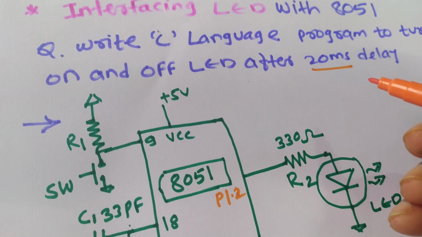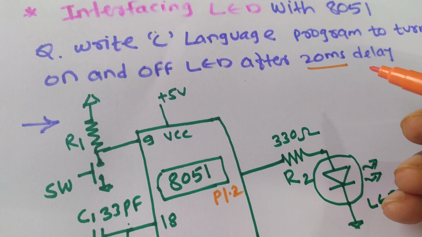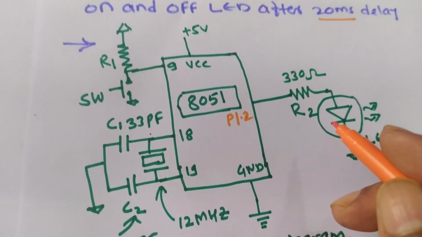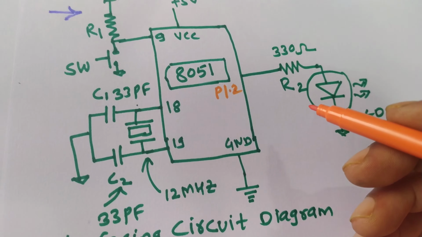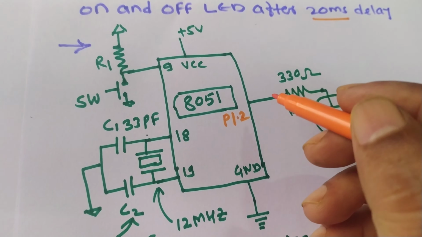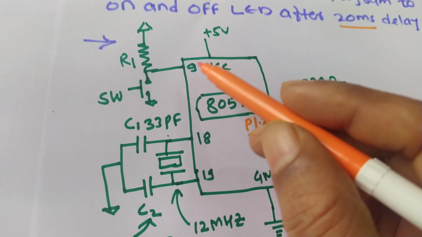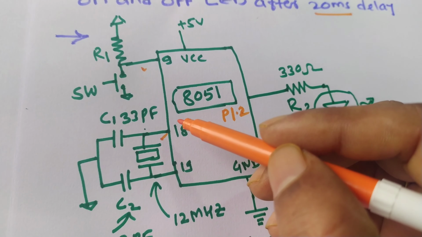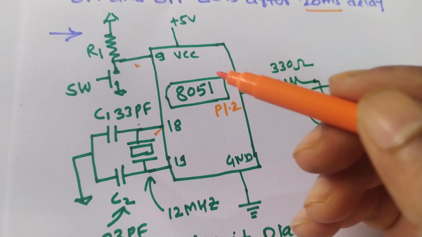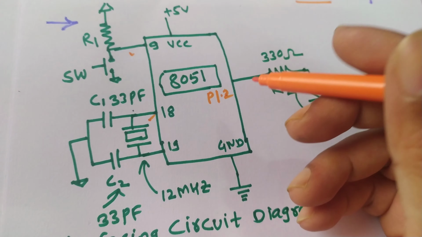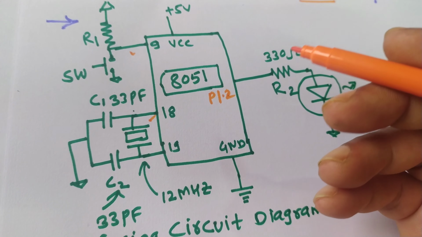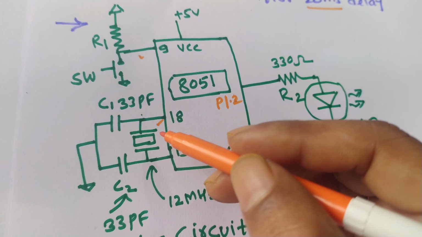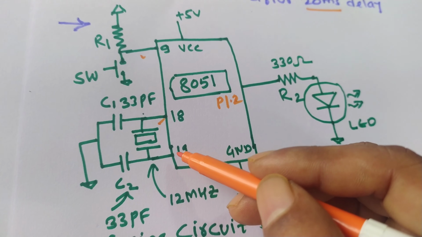The question may ask you to draw the interfacing of the LED with the microcontroller. You can write the interfacing circuit diagram of the LED with the microcontroller in this way. First of all, these two circuitries are very important. By default, whenever you draw the interfacing circuit diagram of any device with the microcontroller, you must draw the reset circuitry, and this is the crystal circuitry.